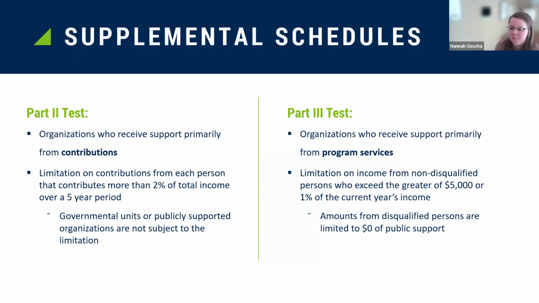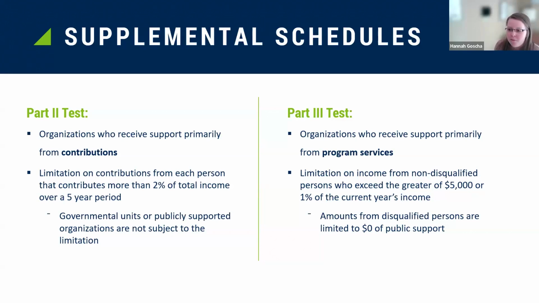support percentage. And then for the Part 3 test, we have this concept of disqualified persons and non-disqualified persons. So disqualified persons are going to be your board members or anyone related to your board members. And those donations do not count at all towards the public support test. And then anyone who contributes that is a non-disqualified person gets limited to the greater of $5,000 or 1% of the current year income.